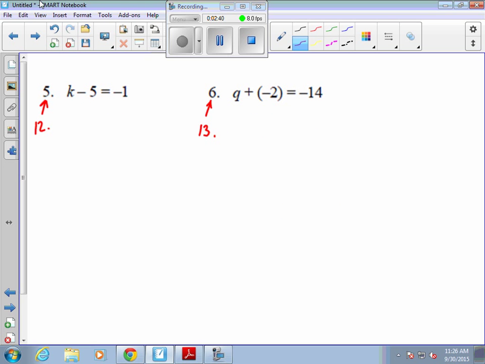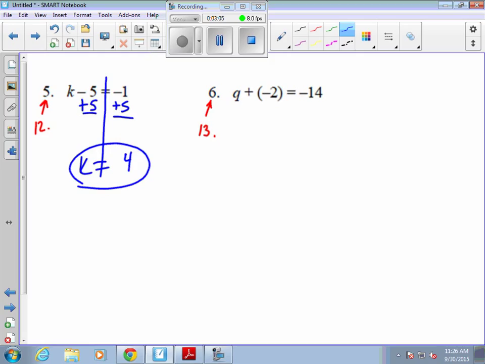Number 5, which was number 12, says k minus 5 is equal to negative 1. You want to get k all by itself. It says minus 5. You do the inverse, which is add 5. You do it there, do it here. Negative 1 plus 5, opposite signs, subtract them. 5 minus 1 is 4. 5 is the higher absolute value. It's positive, so k is 4.